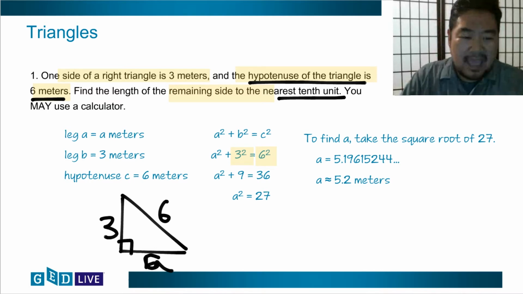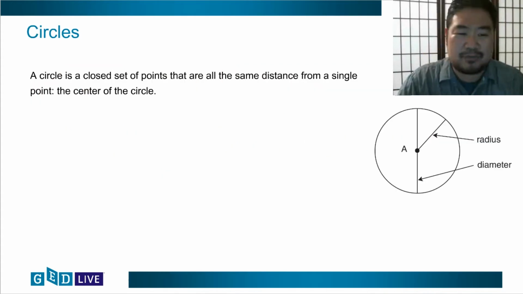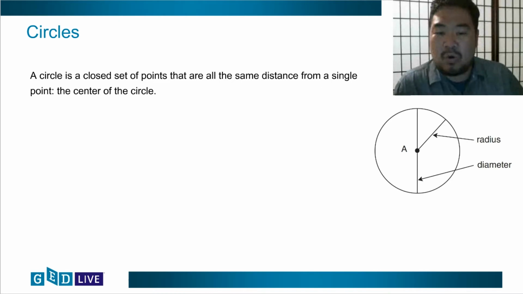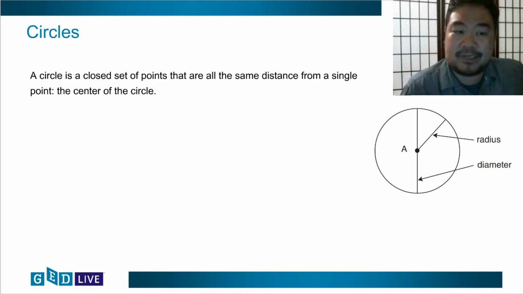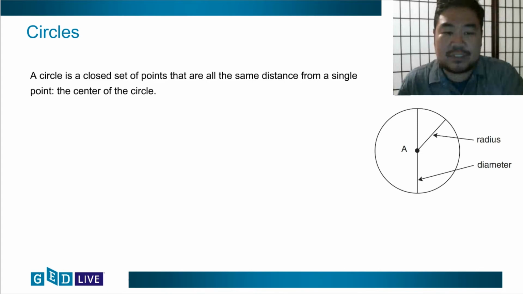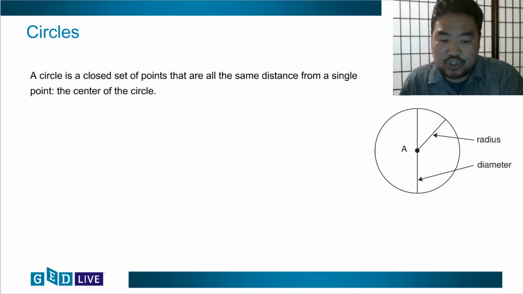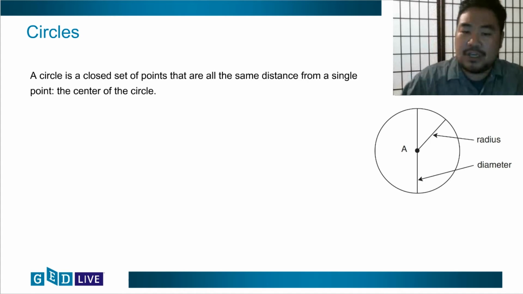All right. Okay, with that, let's take a look at our next topic area, which deals with another geometry area, circles, and how we can make sure that we know all the various topics dealing with circles. So first, the definition. A circle is a closed set of points that are all the same distance from a central point, or simply the center of that circle. So in this diagram here, we've indicated that A is our center.